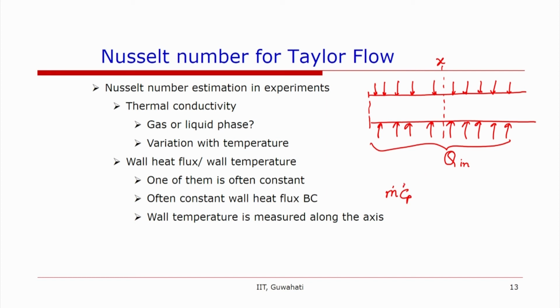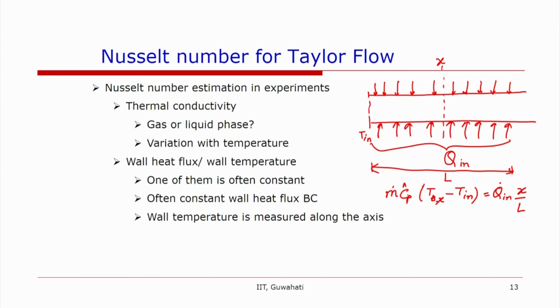Cp, and m dot Cp is for two phase, and Tb x, the bulk temperature at x location, minus T inlet, where T inlet is the temperature at this location, is equal to Q in x by L. So, this is the heat flow rate, and if Q in is for the entire length L, then how much heat has gone in will be equal to the heat absorbed by the gas liquid flow. So, that will be m dot Cp.